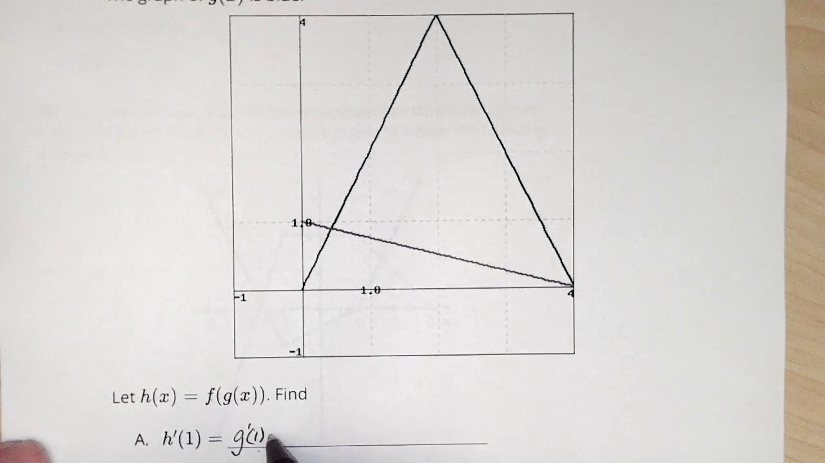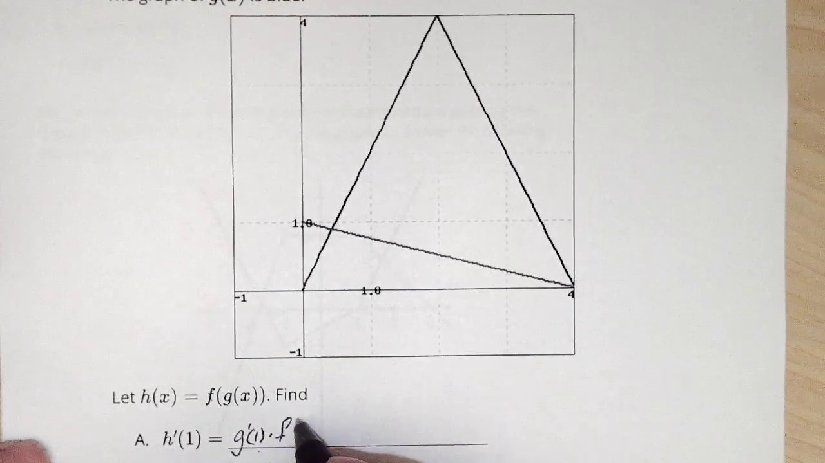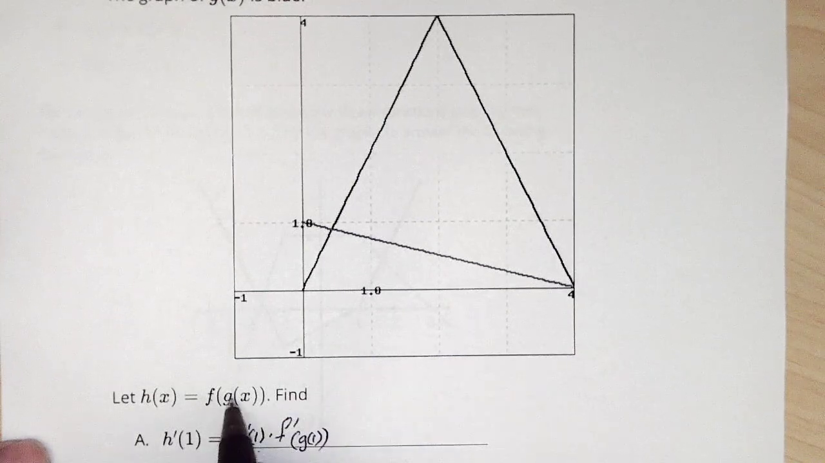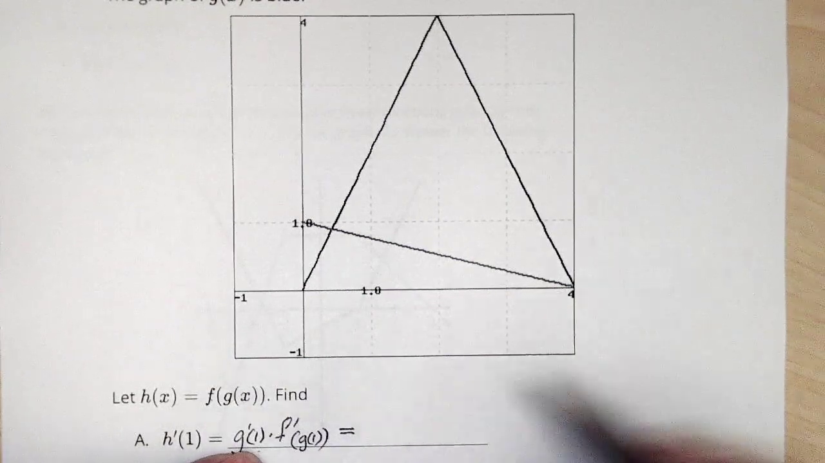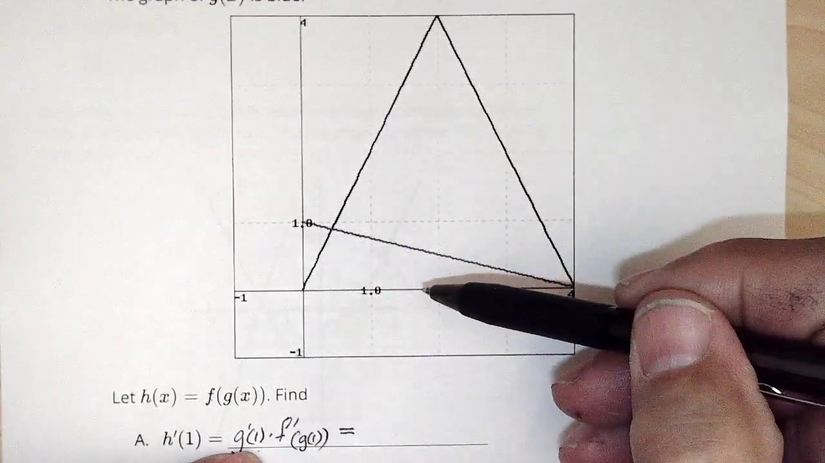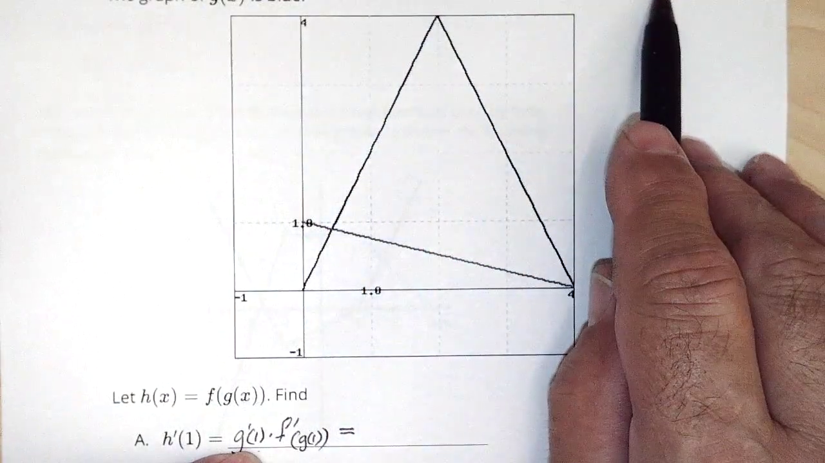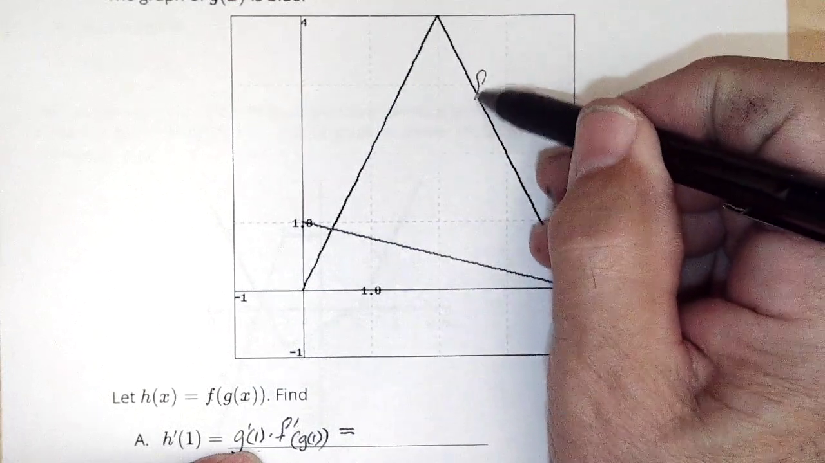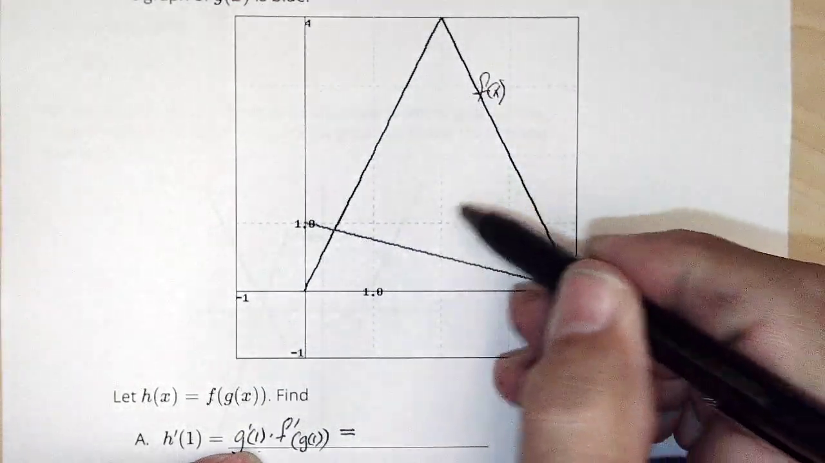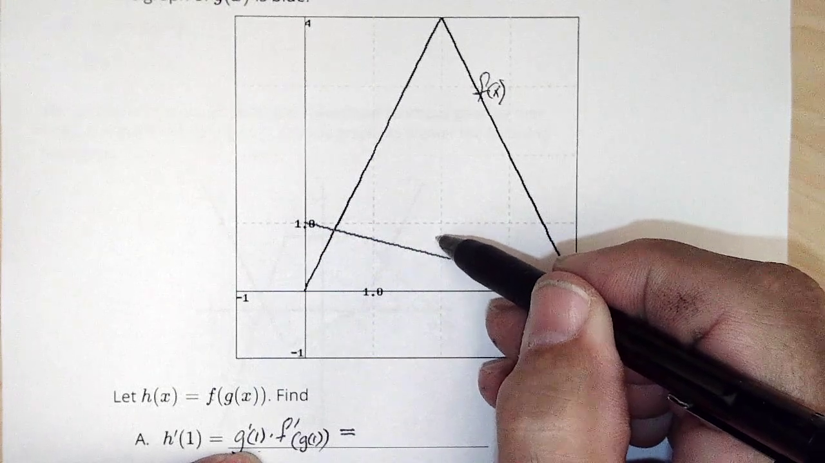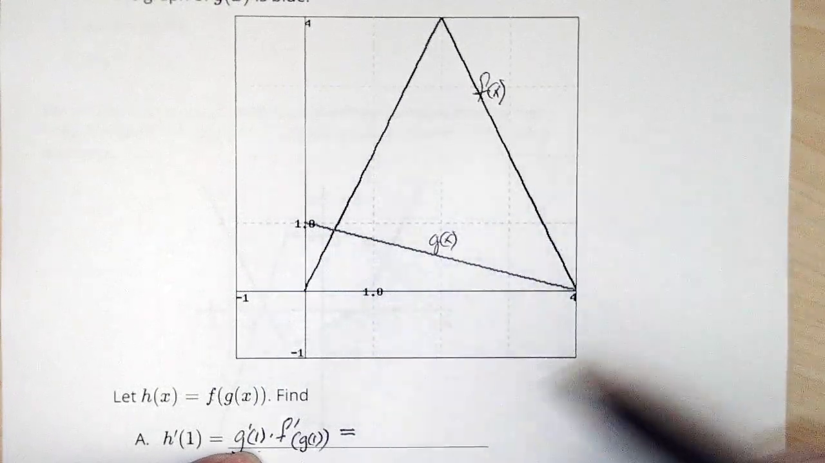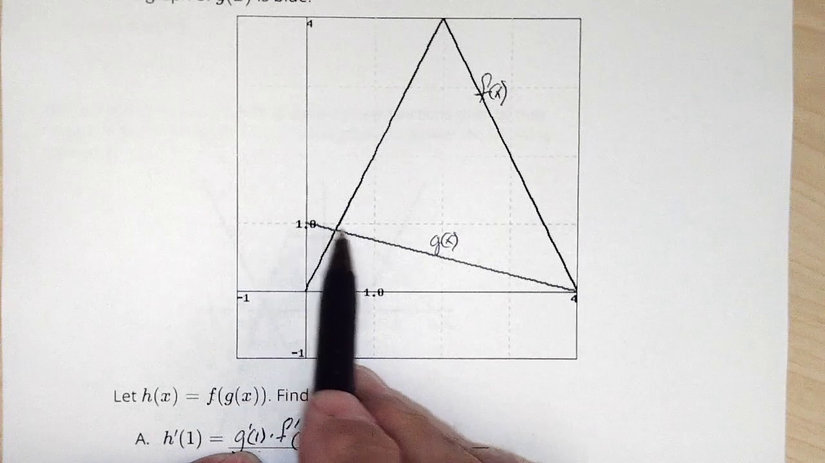at 1 times the derivative of the big picture, which is going to be f prime at g of 1, leaving the inside alone. So g prime at 1. f has the corner, and g is this one. So g prime at 1, well, that's the slope of this.